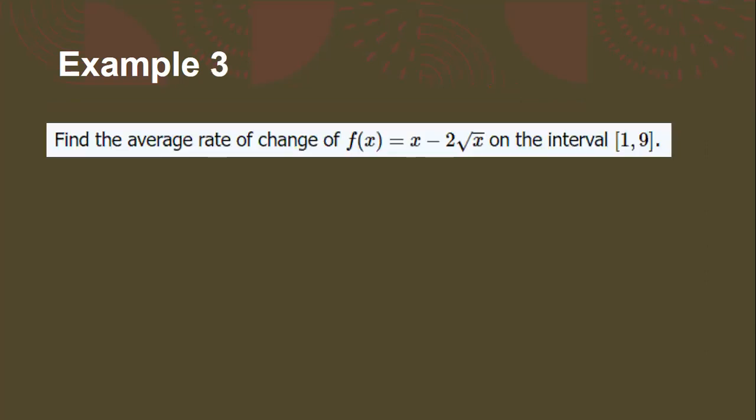Last. Here we go. The average rate of change of the function f of x equals x minus 2 square root of x on the interval from 1 to 9. I wonder why we had to do problem trails. Because we need to make sure we can find our values, right? Okay.